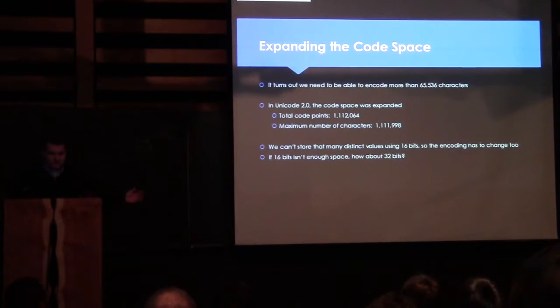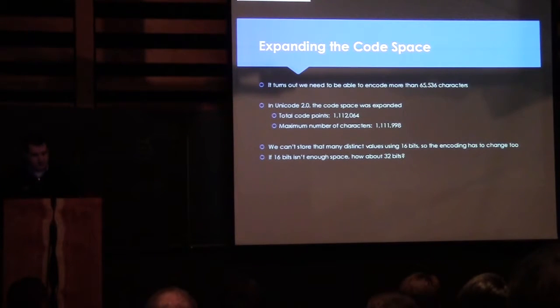So it turns out we needed to be able to encode more than 65,000 characters. If I recall correctly, there's 70-something thousand ideographs in the current Unicode standard today, so just for those, we need more than 65,000 characters. So in Unicode 2.0, the code space was expanded to about 1.1 million characters, and there's a reason for that number that we'll see in a little bit.